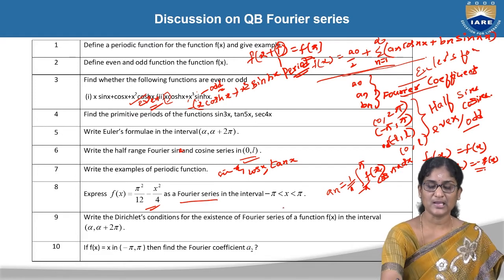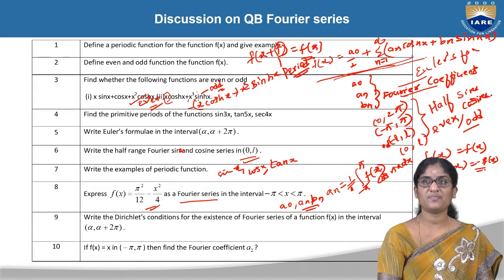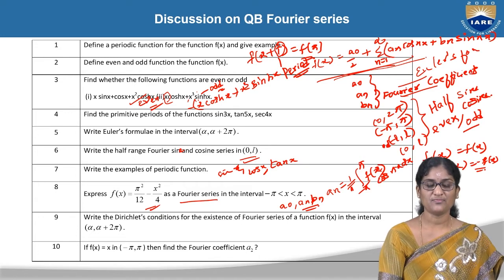So after getting a naught, a n and b n values, we need to substitute these three values in the Fourier expansion, that is a naught by 2 plus summation n is equal to 1 to infinity of a n cos nx plus b n sin nx, to give the Fourier series expansion.